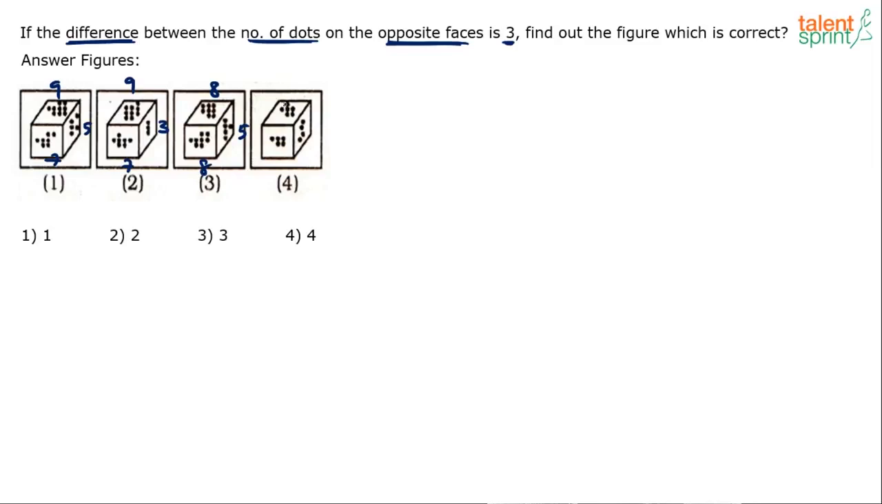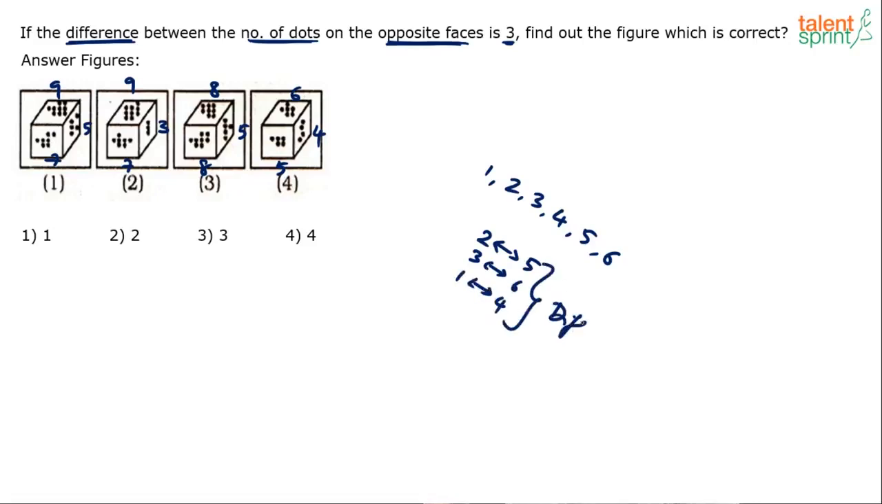Look at the last one. 3 plus 3, 6. This is 4. And this is 5. Now if you talk about a die, you know that the numbers are 1, 2, 3, 4, 5 and 6. He says the difference between the number of dots on opposite faces has to be 3. So what should be the opposite faces? 2 should be opposite to 5, 3 should be opposite to 6, 1 should be opposite to 4. In all 3 cases, the difference will be equal to 3.